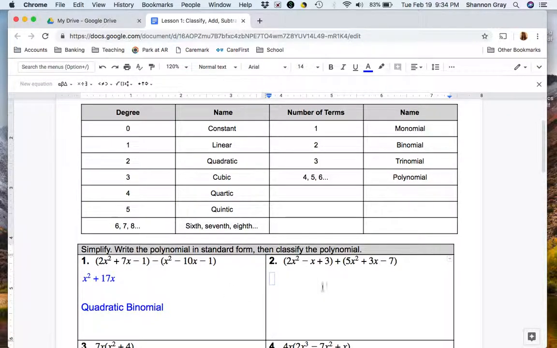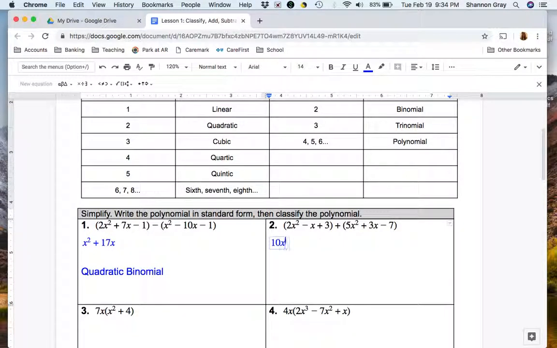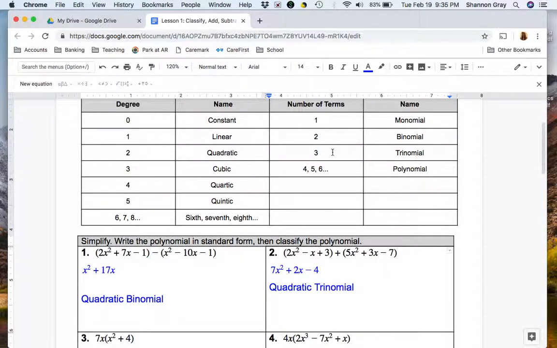Alright, so looking at this example, we should get 10x, I'm sorry, we're not multiplying, my bad, 7x squared, because 2x squared plus 5x squared. Then we have negative x plus 3x, so plus 2x, and then minus 4. And that is also quadratic, but it's a quadratic trinomial. There are 3 terms there, so the last name that we would give that polynomial is a trinomial. The word polynomial really refers to all of these, but we can get more specific when we have 1, 2, or 3 terms. Anything that's 4 or more terms we don't have a specific name for, we just call it a polynomial.